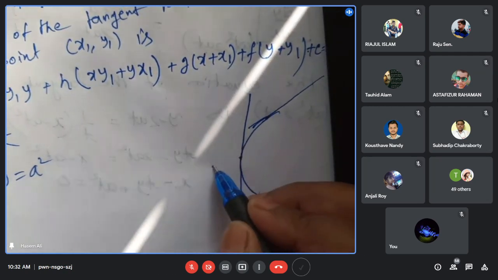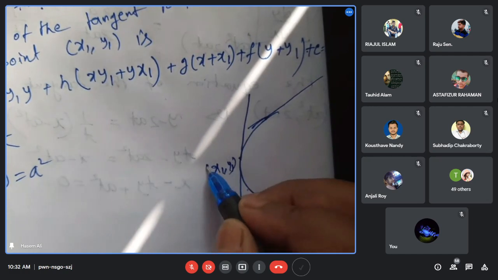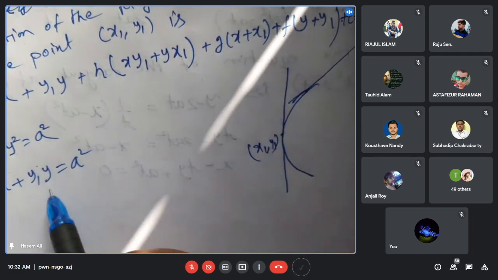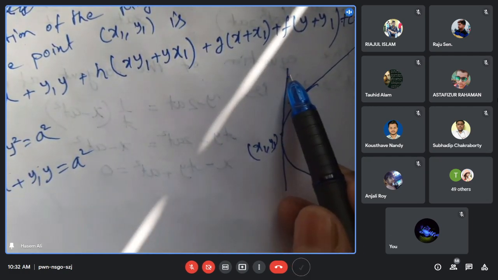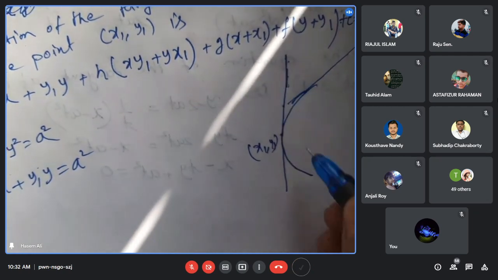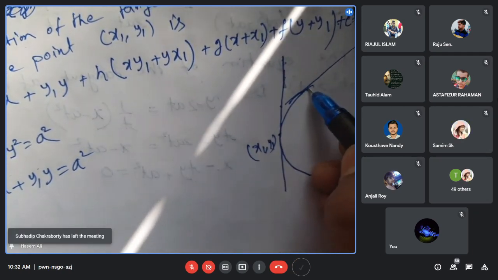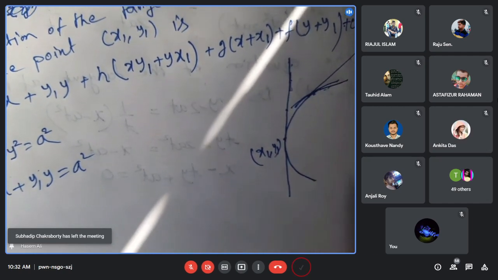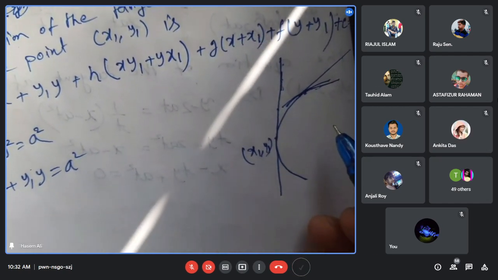So here this point is x1, y1. And the equation of the tangent means the equation of this line. And the equation of this curve is given. The curve could be a circle, hyperbola, or parabola.